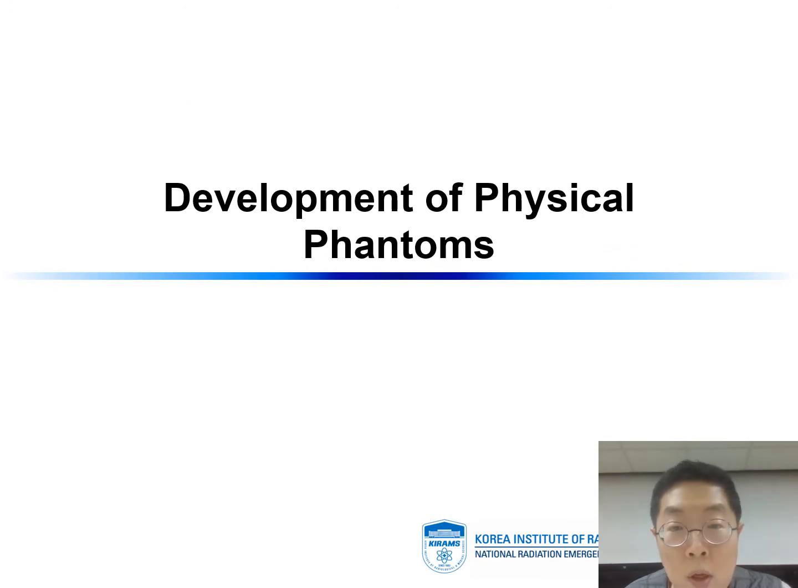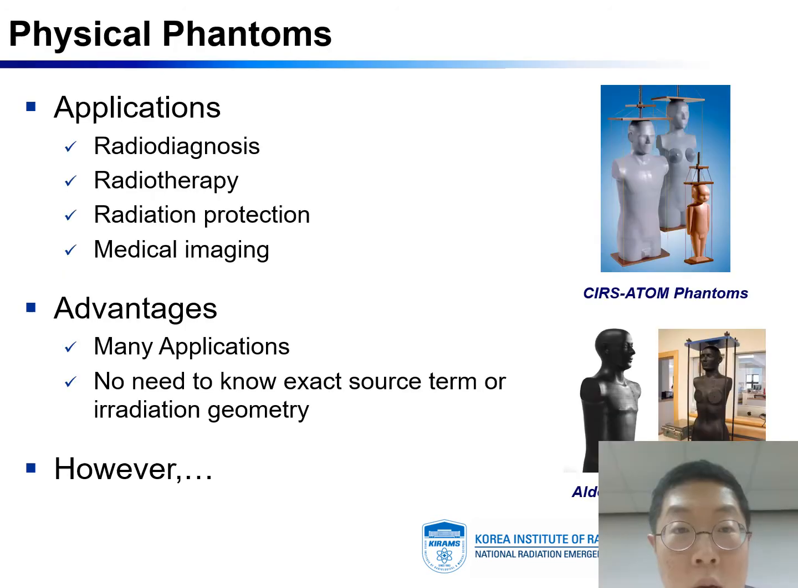So the first topic is development of physical phantoms. For physical human phantoms, there are many applications, such as radiodiagnosis, radiotherapy, radiation protection, and medical imaging. One of the main advantages of physical phantoms compared to the Monte Carlo technique is that the exact source term or irradiation geometry is not required. This is especially useful when a radiological incident occurs and there is a lack of radiation source information.